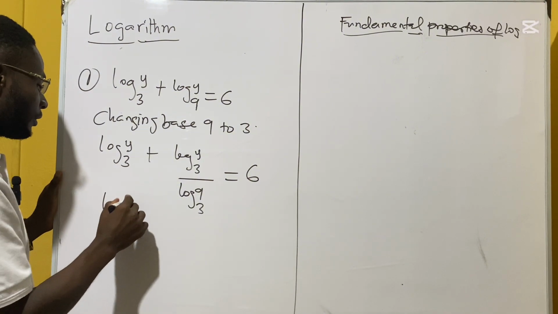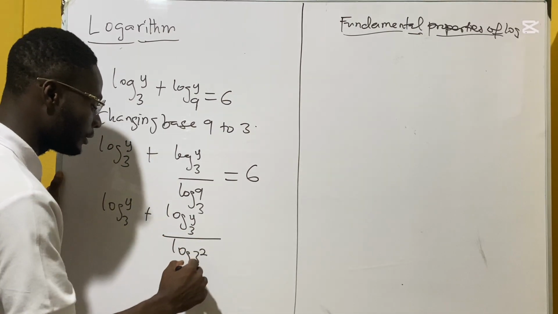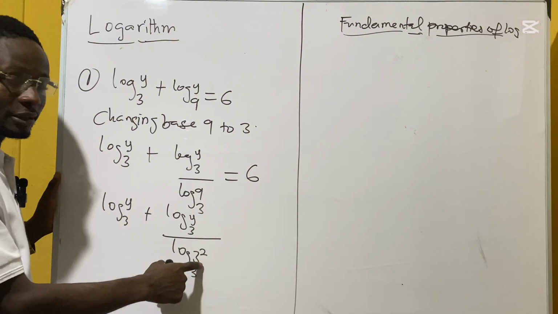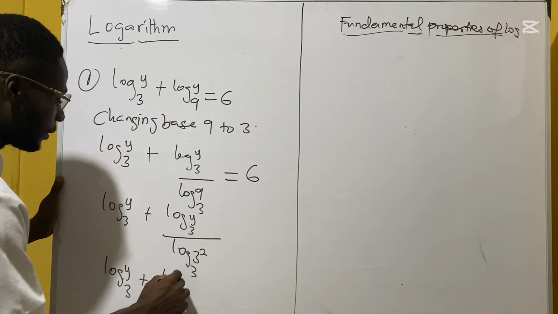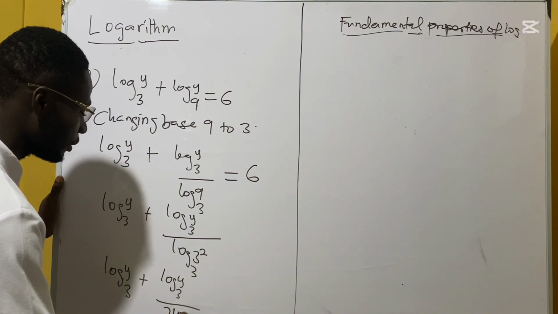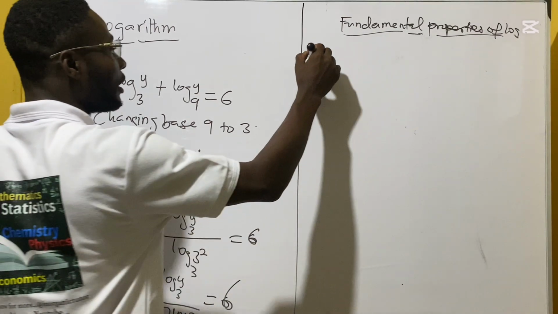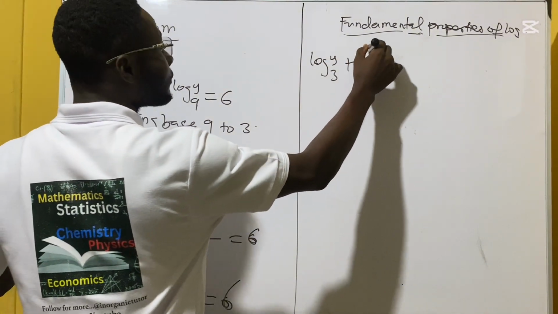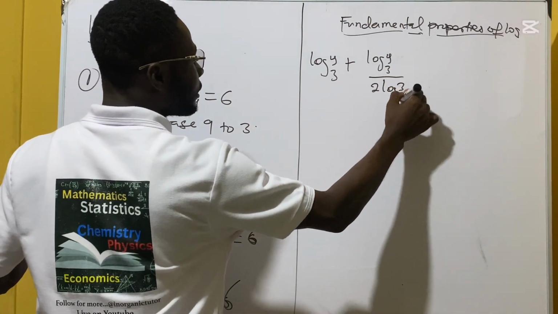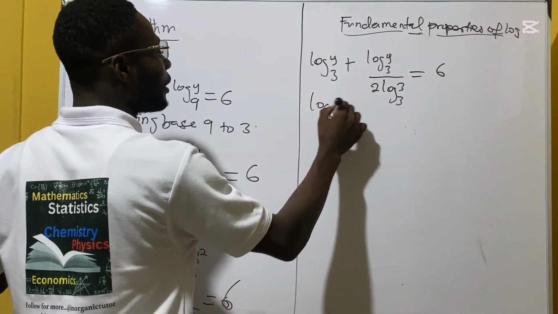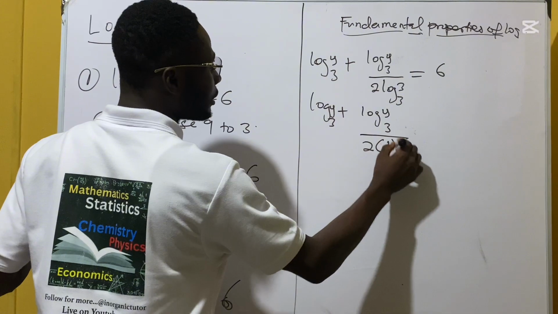So over here, we're going to have log y base 3 plus log y base 3 all over log 3 squared, base 3, since 9 can be expressed as 3 squared. So we have log y base 3 plus log y base 3 over 2 log 3 base 3, and that is equal to 6. Then we have log y base 3 plus log y base 3 all over 2 into 1, equal to 6.